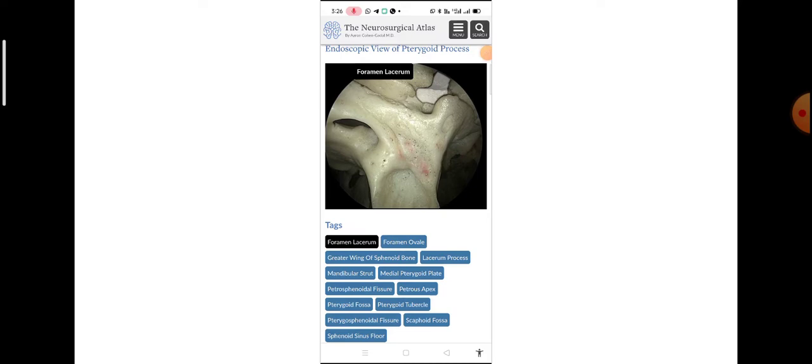Let us have a look at the endoscopic view of the pterygoid process. That is the foramen ovale, that is the foramen lacerum, the greater wing of sphenoid, that is the lacerum process, the mandibular strut, medial pterygoid plate, petrosphenoidal fissure, petrous apex, pterygoid fossa, pterygoid tubercle, pterygosphenoidal fissure, scaphoid fossa, the sphenoid sinus floor.